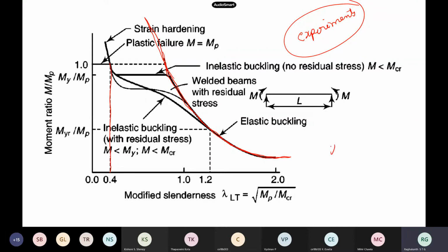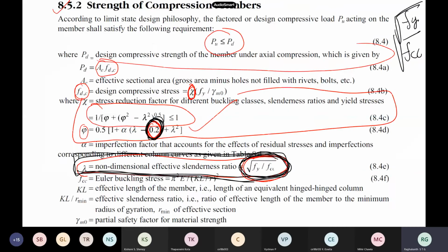You followed, right? So the slenderness ratio lambda LT, non-dimensional slenderness ratio. You remember how we wrote the slenderness ratio for columns? You remember this slide? See, for compression members, what is the slenderness ratio? We wrote it as square root of Fy by FCC. FCC is nothing but your Euler buckling stress, pi square E by (KL by r) whole square. So Fy is the yield stress.